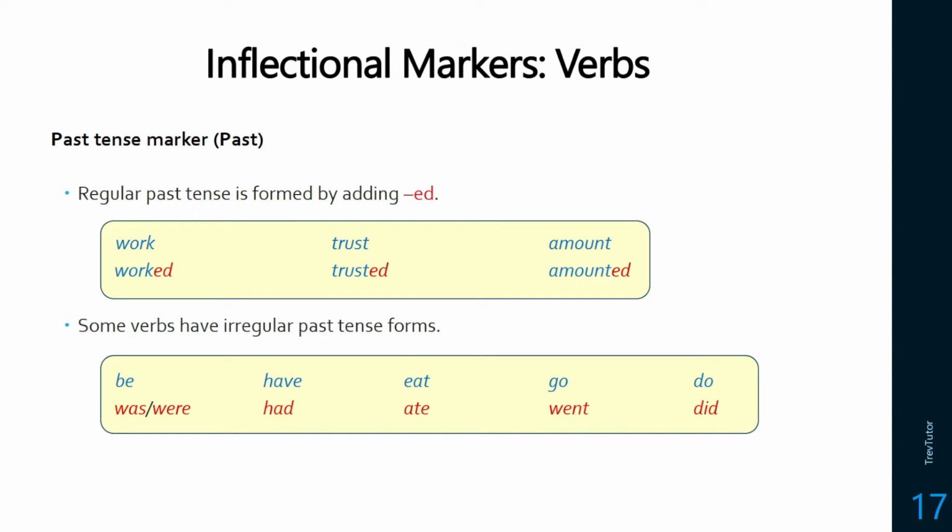Past tense is usually pretty straightforward, so we don't have any auxiliaries here. We'll get a past tense by adding -ed normally. So work to worked, trust to trusted, amount to amounted. But we do have a lot of irregular forms.